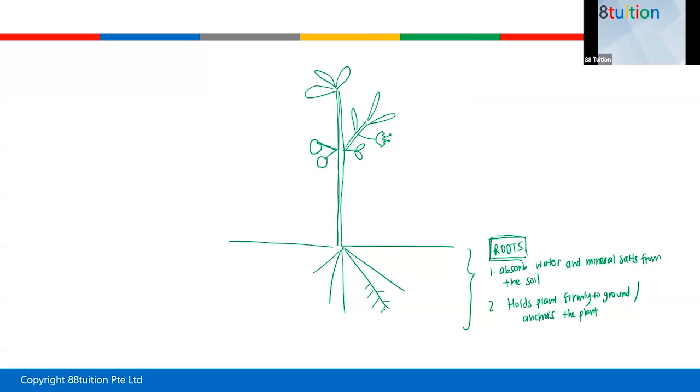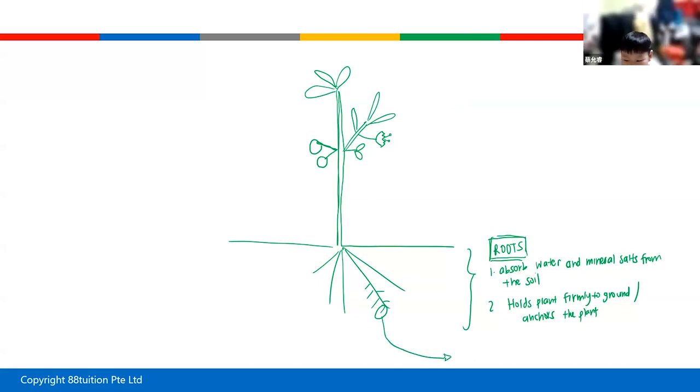Now, I'm going to draw these tiny, tiny things. Do you know what these small things that I have drawn are? What is this small thing? It's part of the root. What? Root hair. Very good.